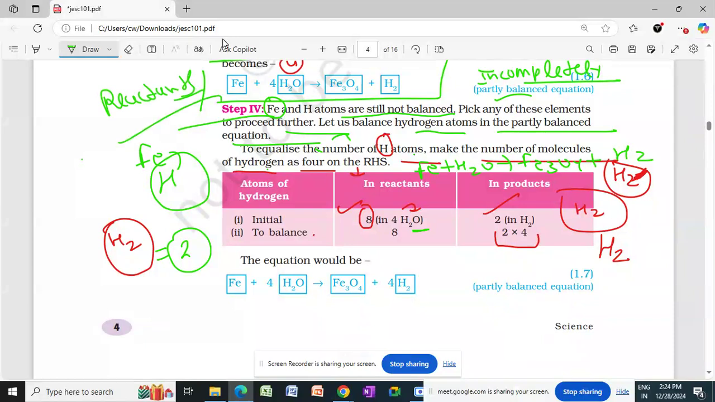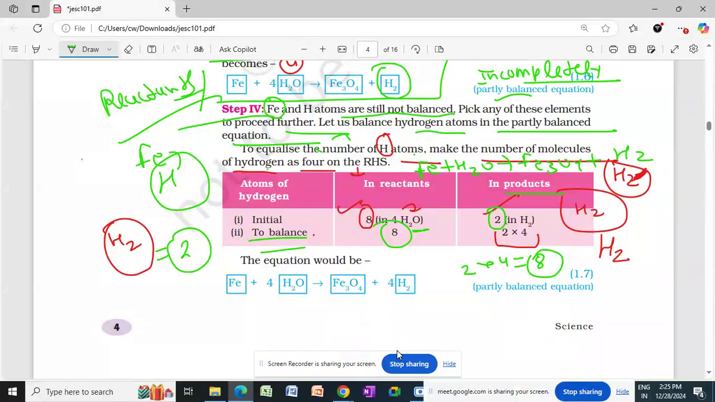Totally it is 8. But here you can see in this H2, in the product side, how many hydrogen are there? There are only 2. Are you getting this point? Here there are 8 hydrogen, but in the product side there were only 2. So what I can do here, I can simply multiply this 2 with 4. It will come out to be 8. So that we have to put in the front.